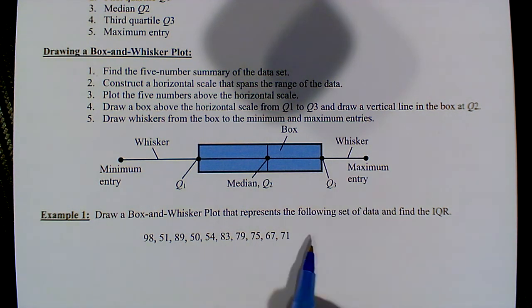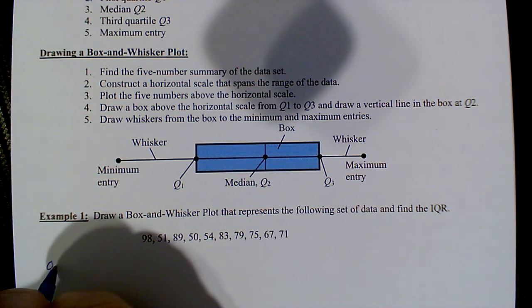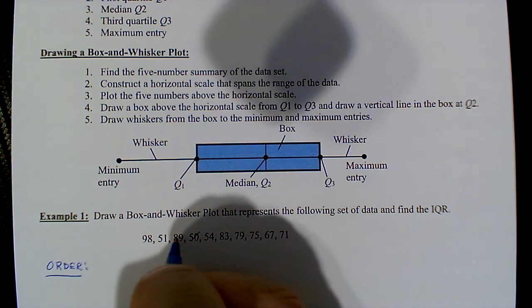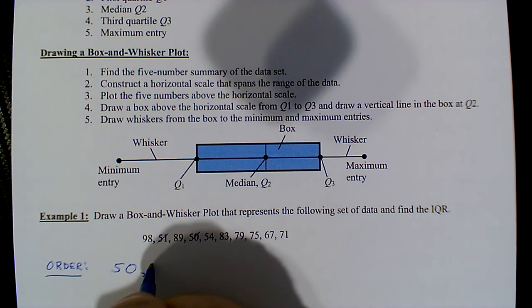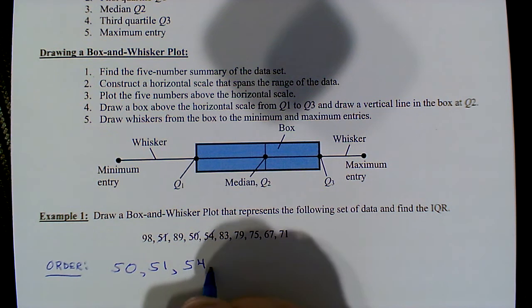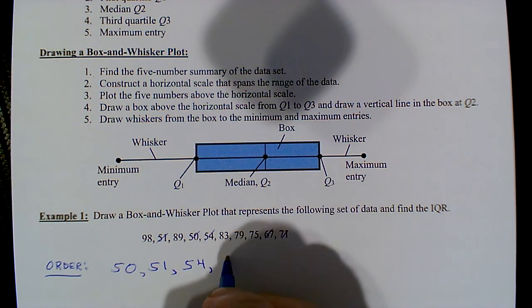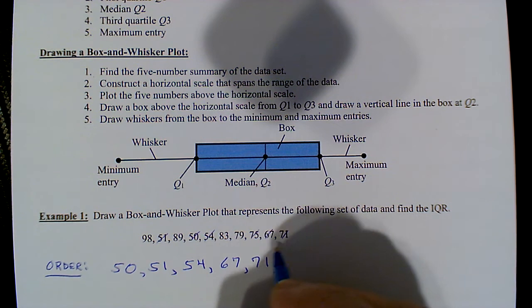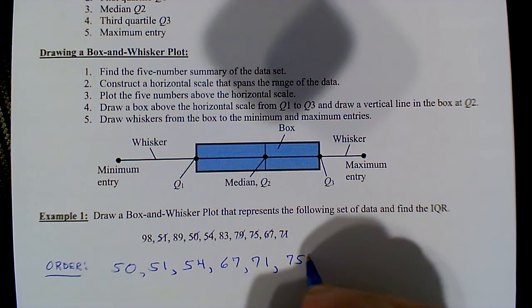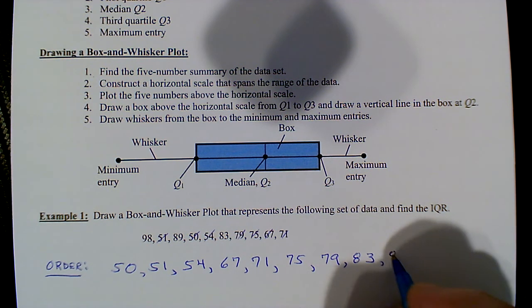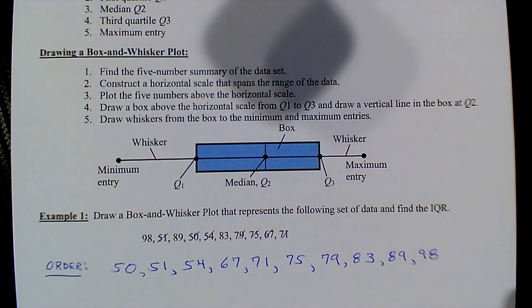So let's do so for this set of data. First off, you want to order it, because we have to find the 3 quartiles, and we'll order it from smallest to largest, so 50, 51, 54, 67, 71, 75, 79, 83, 89, and 98.